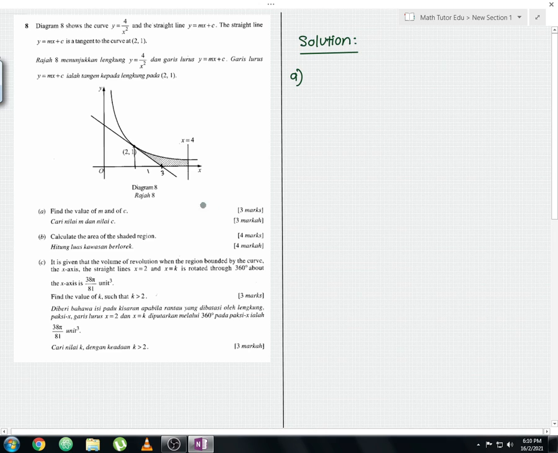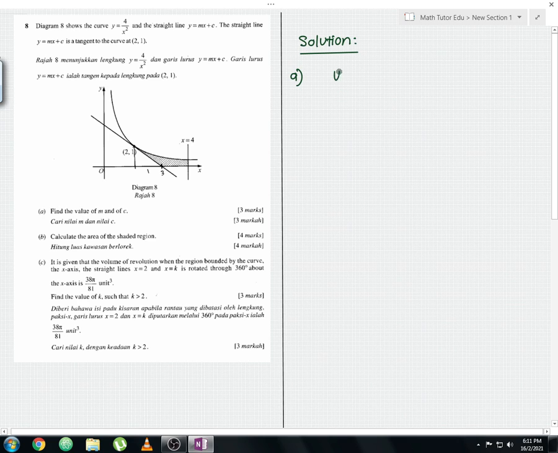Okay, for the question part A, they ask us to find the value of m and c. This value of m and c is located in the straight line equation, guys, which in this case is the tangent to the curve over here. Whenever you meet a tangent with respect to the curve and they already give you the curve equation where y is equal to 4 over x square, the first step is you need to differentiate y with respect to x. Okay, let us do it now.